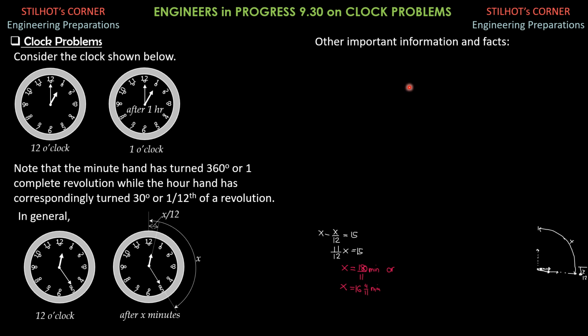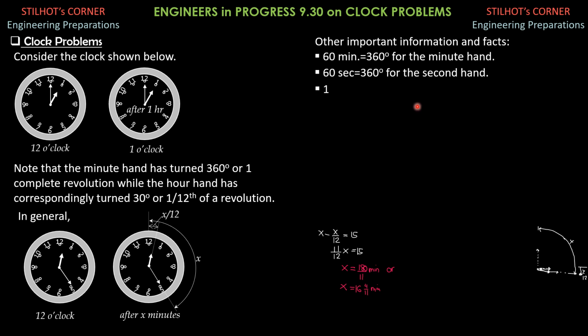Other important information and facts about clock problems. For the minute hand, 60 minutes corresponds to 360 degrees. For the second hand, 60 seconds corresponds to 360 degrees. And for the hour hand, 12 hours equals 360 degrees. So therefore, per graduation movement for the minute hand would be 5 minutes per mark.